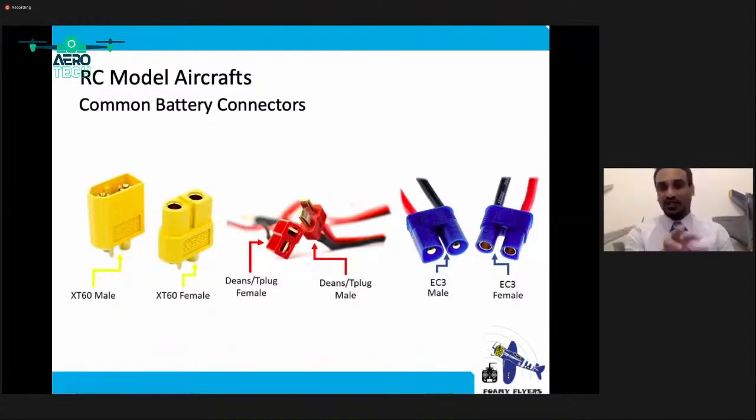Even when you see the picture, you can see that the XT60 connectors are made a bit more ruggedly and a bit more properly, whereas DINS plugs are basically not that good in the manufacturing process as well. So I would recommend you go with an XT60 connector. And let's talk about battery charging.